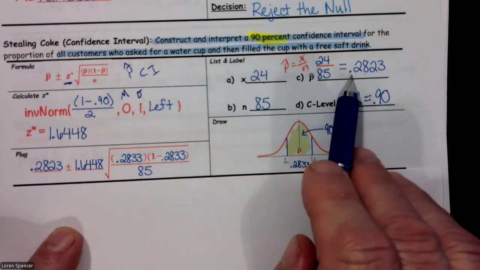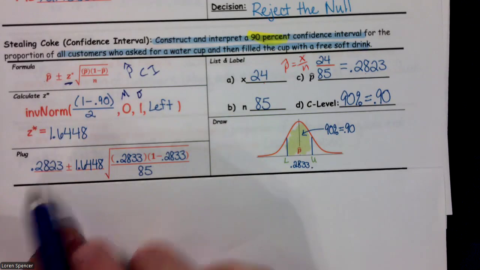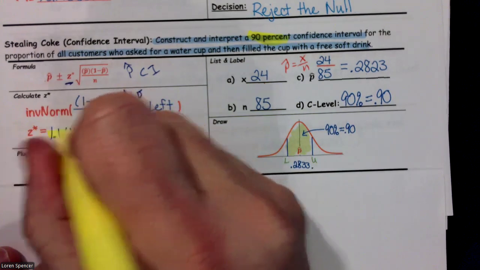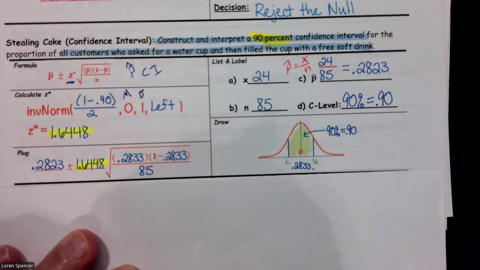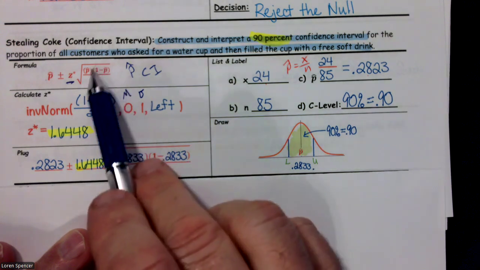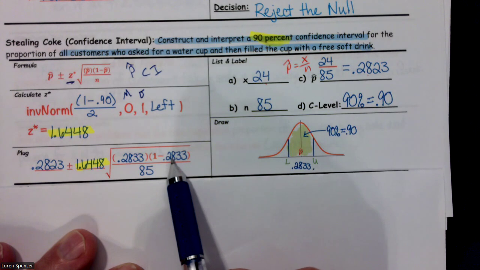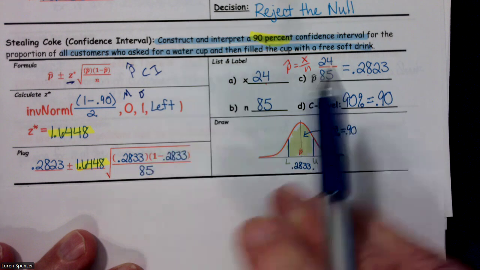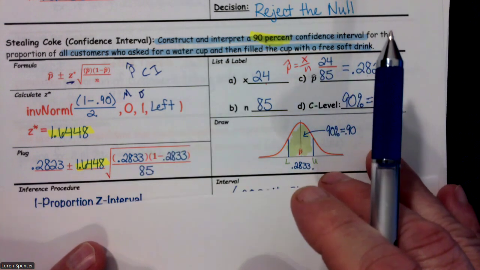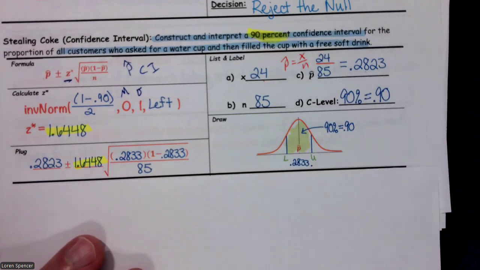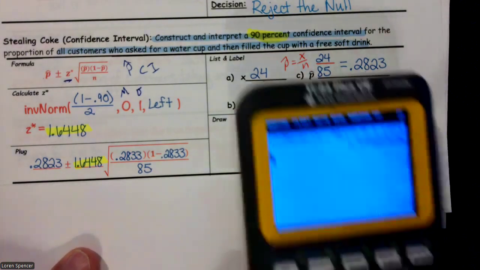So when I plug into the formula, p hat is 0.2823, so it goes there. We have our z star, which we calculated right above, 1.6448. And then we still have another p hat, so we copied it over. 1 minus the p hat, or 1 minus the sample proportion. Copy that down. And there is our sample size. So the procedure is a 1-proportion z interval. And let's go ahead and run this to get that.